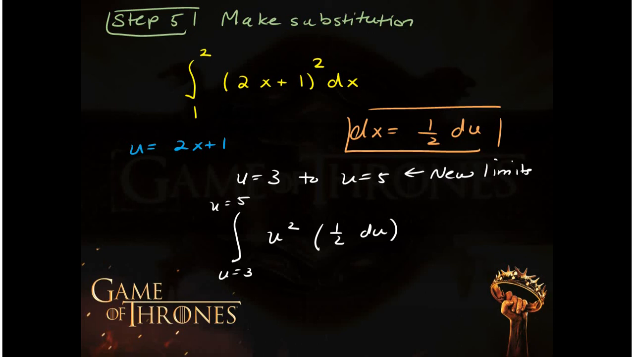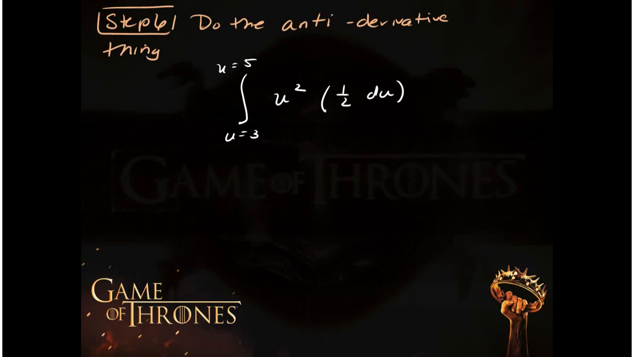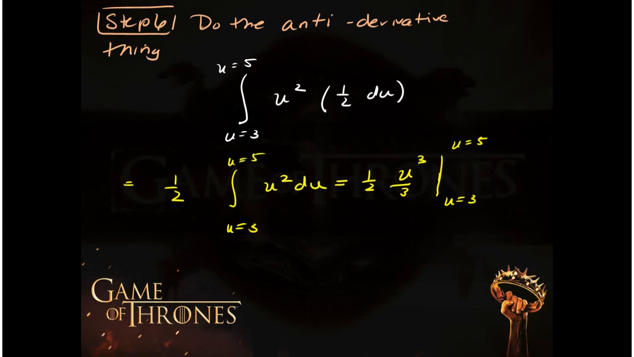Please listen to the audio when you're doing this video, because I'm giving you tips. So just to show you with arrows, that's where those guys came from. They got dropped in. The u equals 2x plus 1 got dropped in. The dx equals 1/2 du got dropped in. So that's where I'm at now. I've got that guy. So now you do that antiderivative thing.